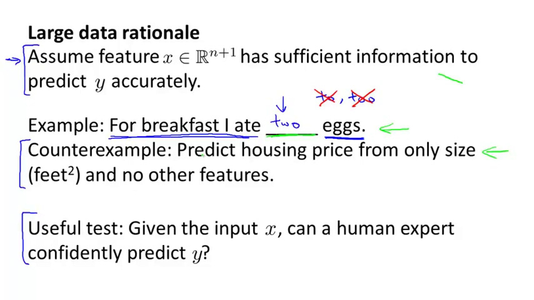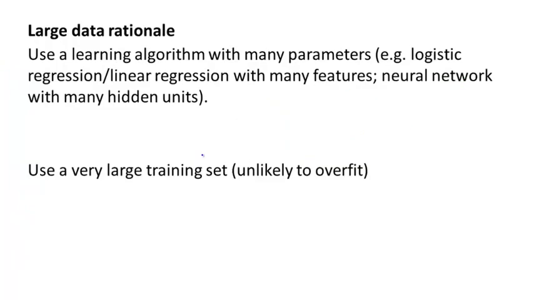So let's say this assumption holds. Let's see then when having a lot of data could help. Suppose the features have enough information to predict the value of Y, and let's suppose we use a learning algorithm with a large number of parameters. So maybe logistic regression or linear regression with a large number of features, or one thing that I often do, a neural network with many hidden units. These are all powerful learning algorithms with a lot of parameters that can fit very complex functions.